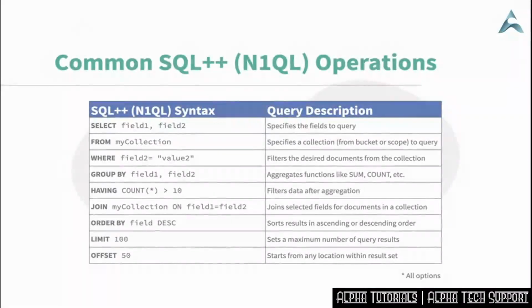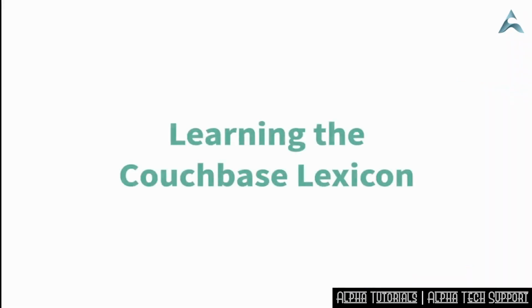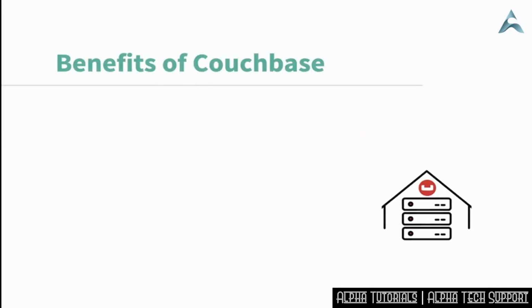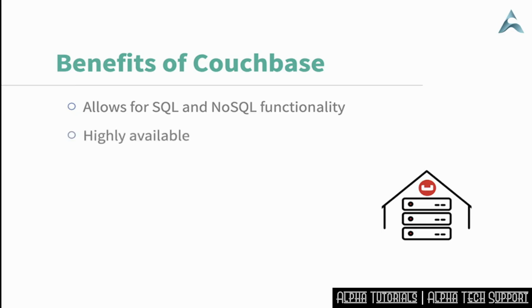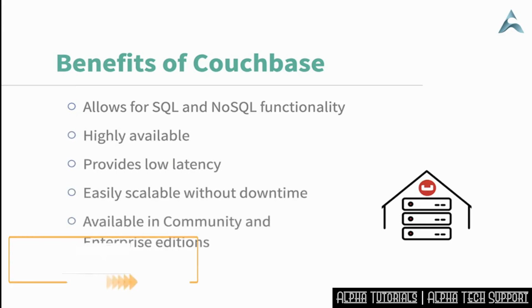In this course, I'll walk you through Couchbase Capella and what it can do for you, whether you're a developer, an administrator, or just an enthusiast. Before diving into Capella, let's learn how Couchbase organizes and uses data. Couchbase is a NoSQL database that harnesses the power of a SQL database while allowing for NoSQL's flexible data solutions. It is highly available, provides low latency transactions, and is easily scalable, often without downtime.